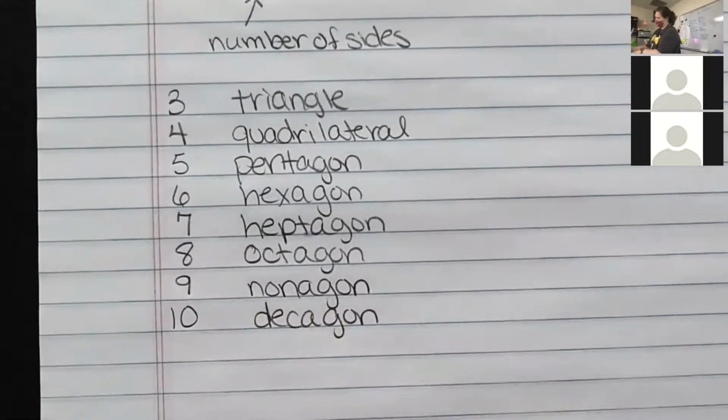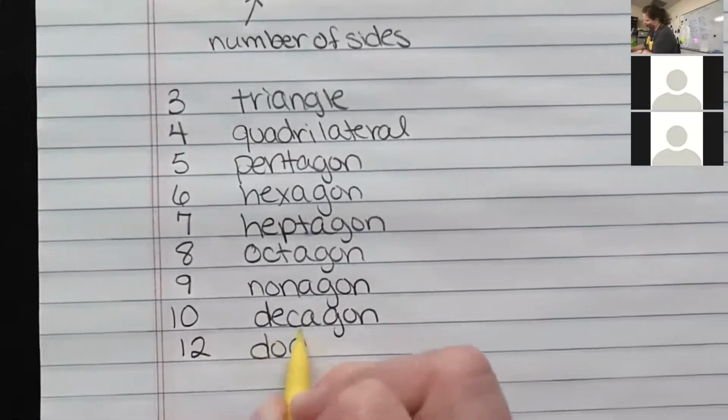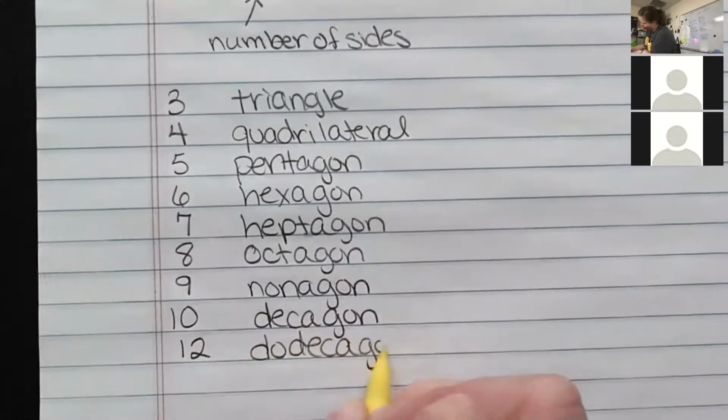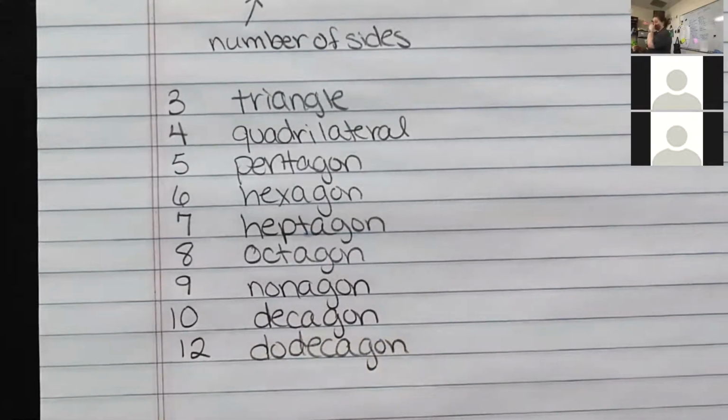And then we're going to skip to 12 because that one has a fancy name, a dodecagon. So a lot of times there might be special names, but in this book it doesn't talk about all of them. When they get to a certain point, then they just say 11agon, 13agon. I know that sounds silly, but that's literally what happens.